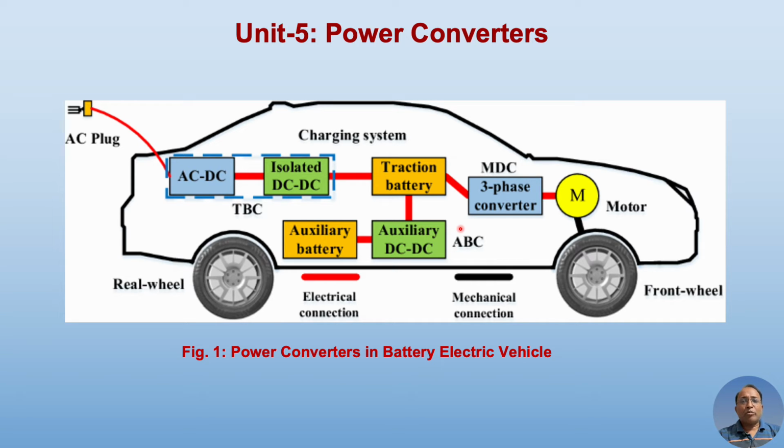Various combinations of converter circuits are required for stable operation of an electric vehicle, and this particular diagram indicates mainly the power converters which are used in the battery electric vehicle. You can see the only energy source or storage is a traction battery.